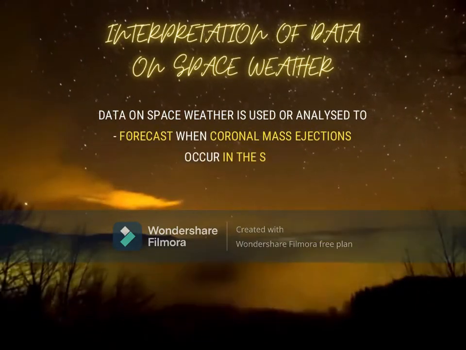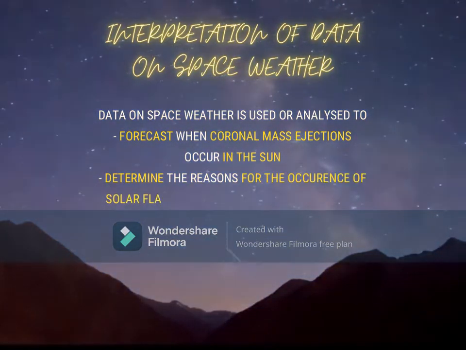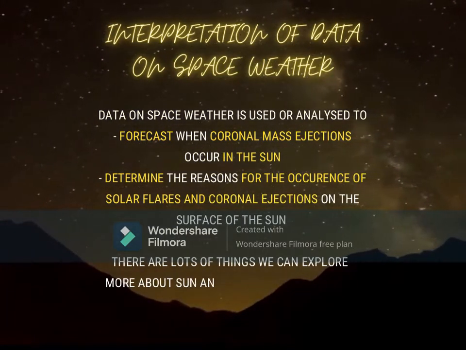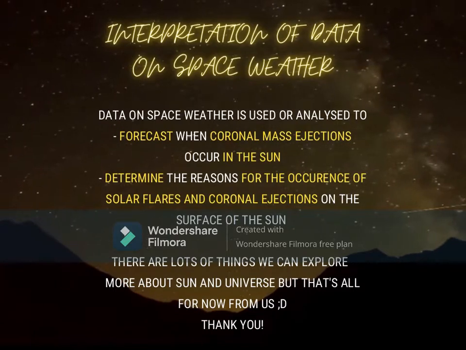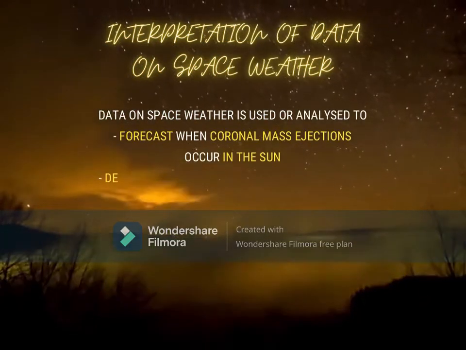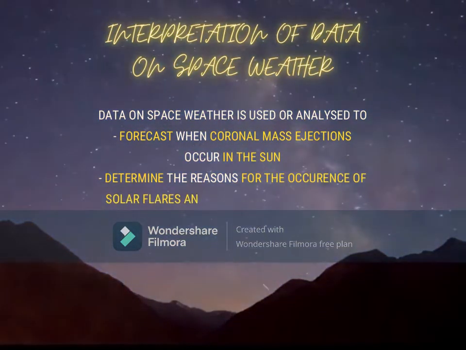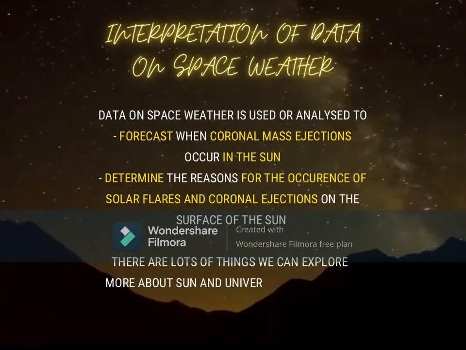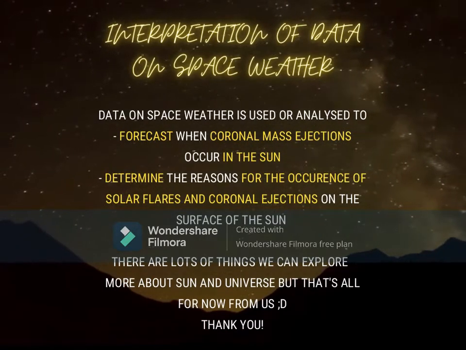Next, interpretation of data on space weather. Data on space weather is analyzed to forecast when coronal mass ejections occur on the sun. It can also determine the reasons for the occurrence of solar flares and coronal mass ejections on the surface of the sun. That's all from us.